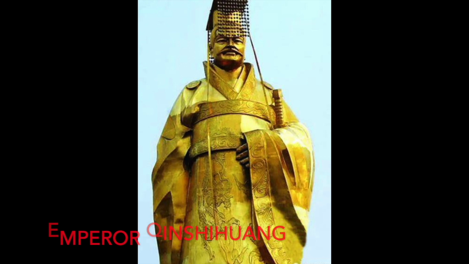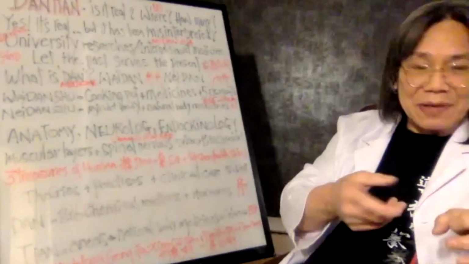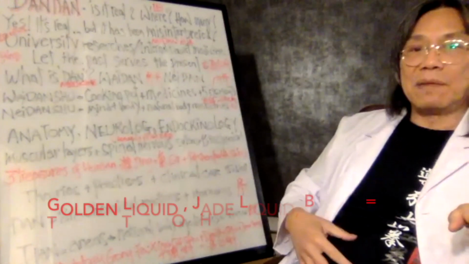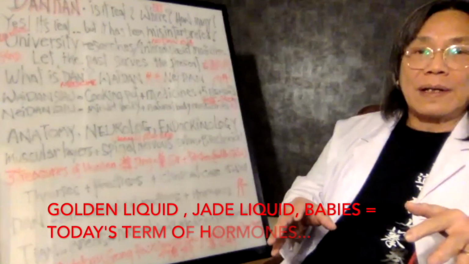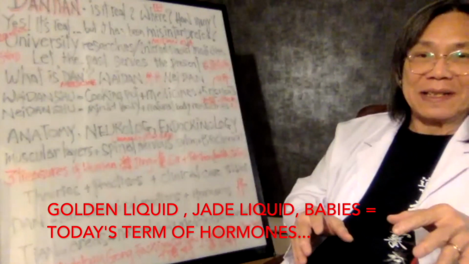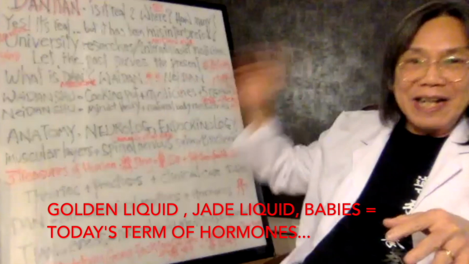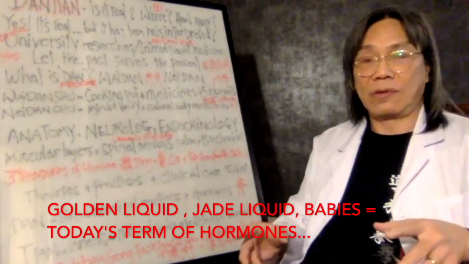So a lot of people die, and all this tablet coming up in the golden tablets, right? A lot of people say the golden tablet is inside the body, you can feel it moving. That's completely nonsense. Golden liquid, it's not a tablet. Golden liquid and jade liquid, today is what we can say the hormones.